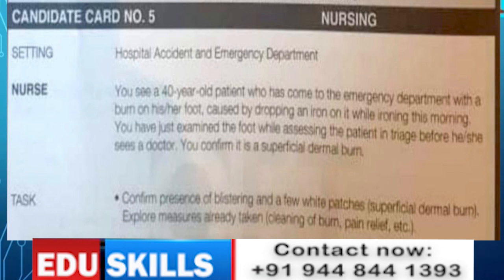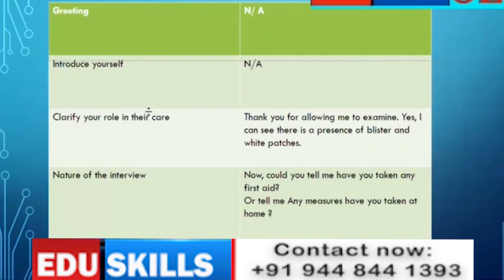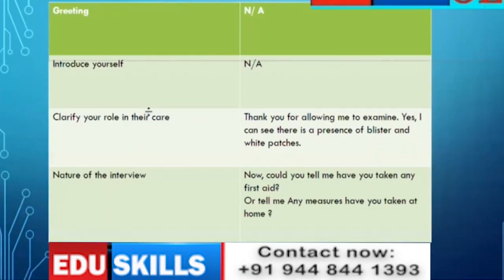So moving on to the next slide, I will show you the example. In this card, we do not need to introduce ourselves because we are in the middle of the conversation. We have already examined and greeted the patient, and we have introduced ourselves. In that case, if you introduce your name, saying hello, I'm so and so, I'm working in this emergency department, it is not right. So we can open our role play like, thank you for allowing me to examine. Yes, I can see there is a presence of blister. That is confirmation of the diagnosis you are giving to the patient.